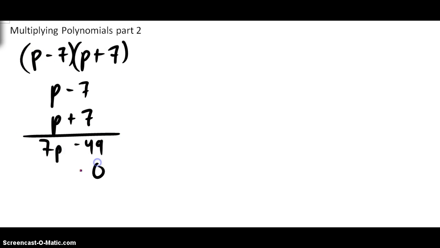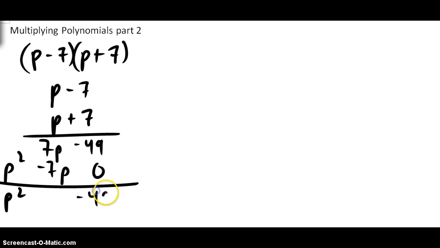So notice that if we have something that looks like this, p minus 7 times p plus 7, you see how they're the same, except one's a minus and one's a plus. What ends up happening is the middle term always cancels out. Notice they can be in either order because it's multiplication. So we multiply this out. And the middle term, 7p minus 7p, is 0, so we don't even have to write it. So it ends up being p squared minus 49. You can see that there.